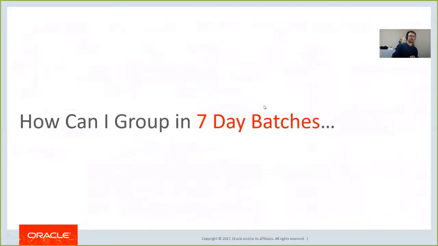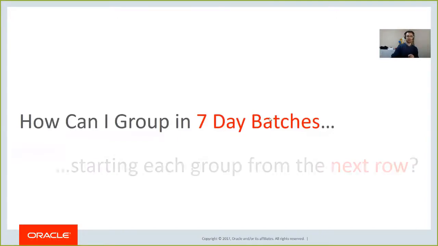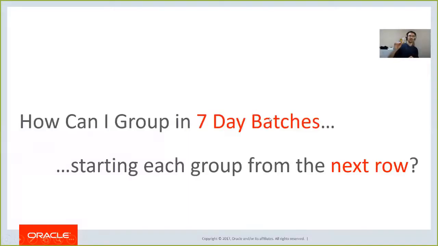But I'm going to move on to a new requirement, and that's rather than consecutive rows, I want to group the rows into 7-day batches. But there's a little extra detail I want to add to this. Each new group starts from whatever the date of the next row is.